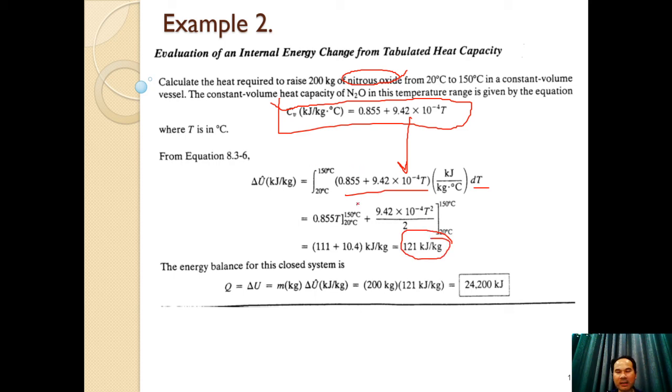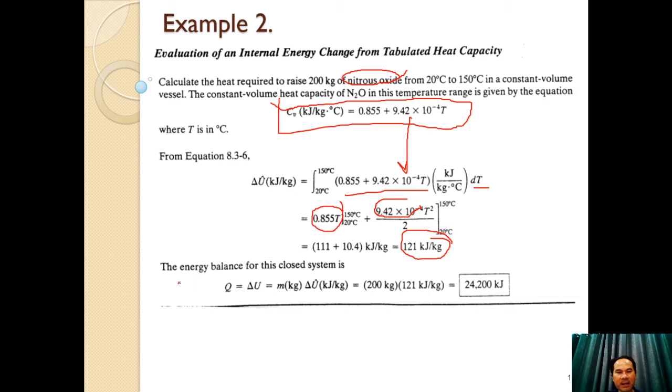Right? Integrate 0.855 dT, integrate a constant, you get 0.855 T. That's right. Integrate a constant multiplied by T dT, it is equal to T squared divided by 2. For the first term, the integration is 0.855 T from 20 to 150. And the second term is T squared divided by 2 multiplied by the constant. Then you substitute 20 to 150, and you get this answer.